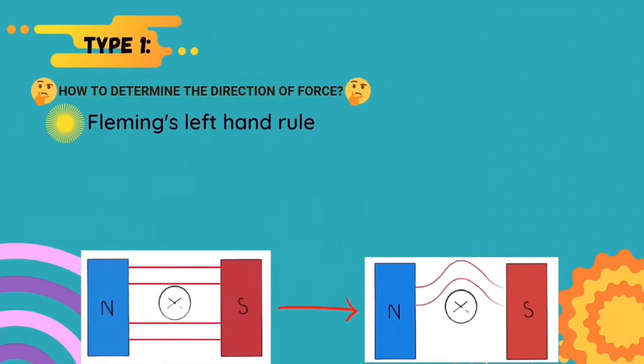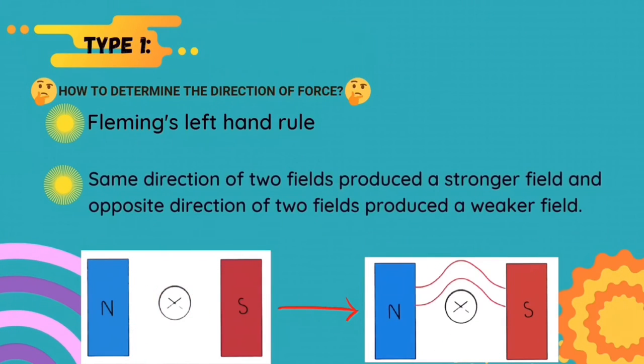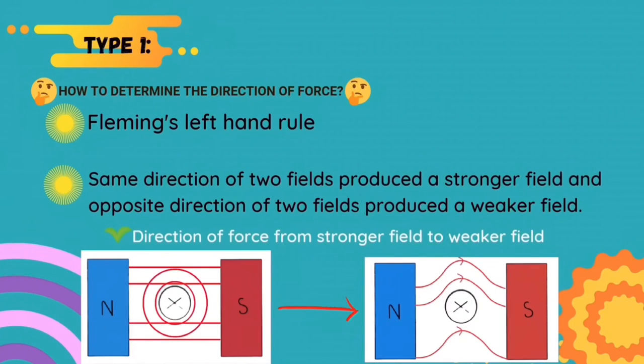To be able to draw the pattern of the catapult field, first we need to identify the direction of the force. We have learned that we can determine the direction of the force by using Fleming's left hand rule. All we need to do is point our index finger towards the direction of the magnetic field, our middle finger towards the current, and our thumb will show us the direction of the force.